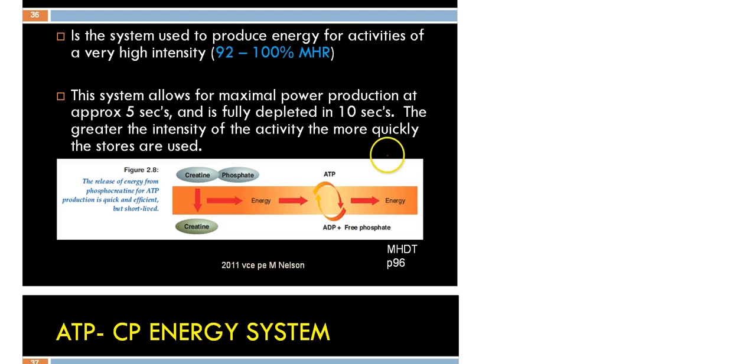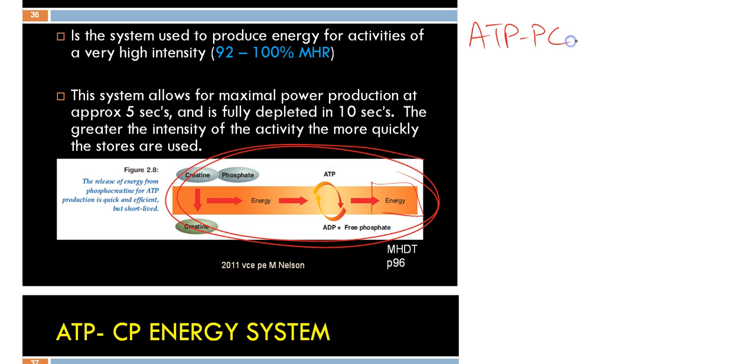So again, looking at this, we've got a diagram that we have already looked at. Creatine and phosphate splitting, releasing energy to resynthesize our ATP, which can then be broken down for energy for muscular contraction. So here, ATP PC Energy System corresponds to approximately 92 to 100% max heart rate.